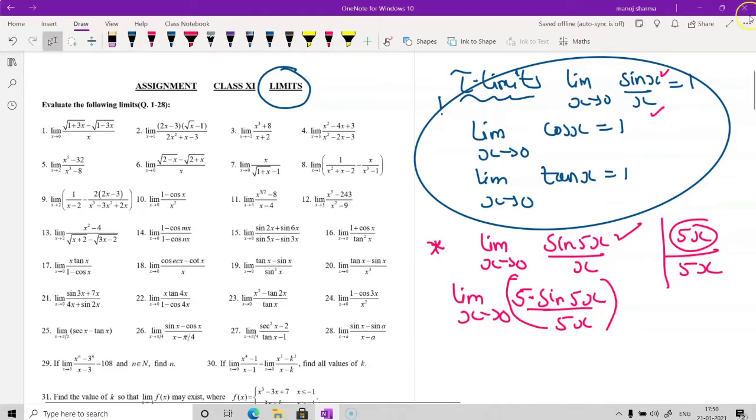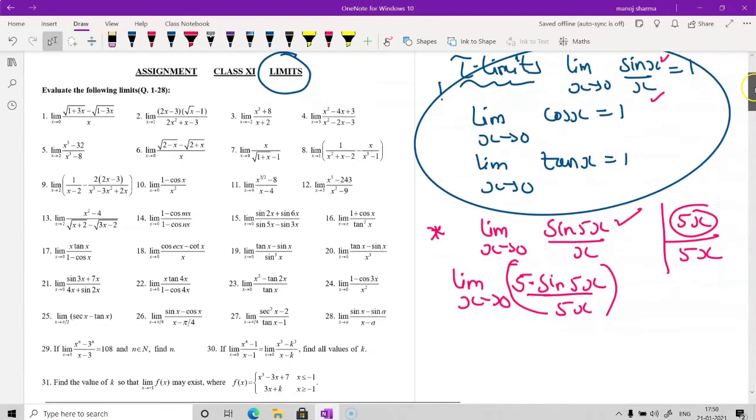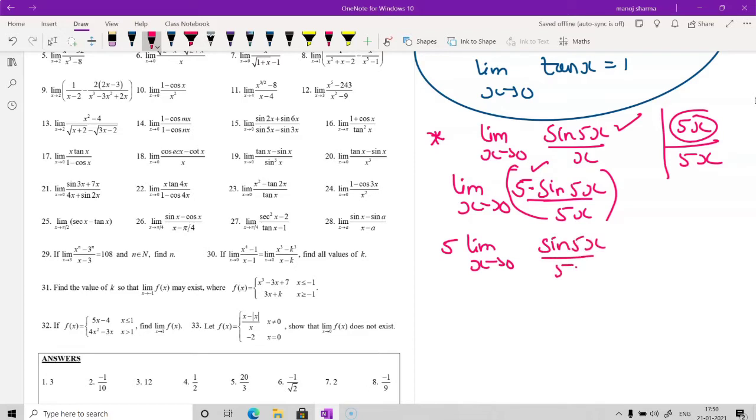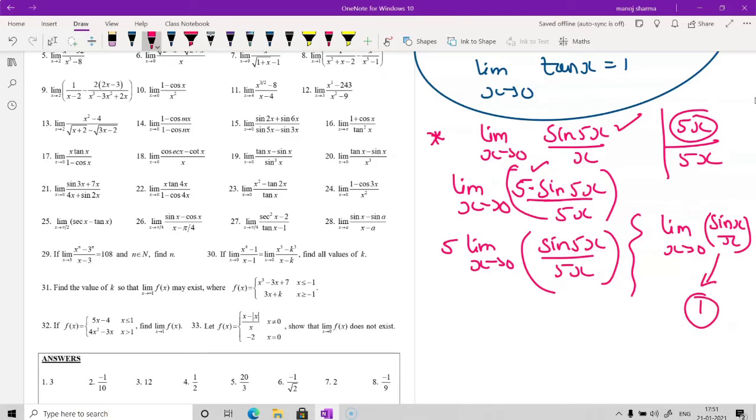Just marking it up. Now since it is now sine 5x upon 5x, I have to take this 5 outside because limit has nothing to do with the constants. So this is sine 5x upon 5x. The nature of this limit is same as limit x tends to 0 sin x upon x, and this is nothing but 1. So it is going to be 5 into 1, that is simply 5 is the answer.